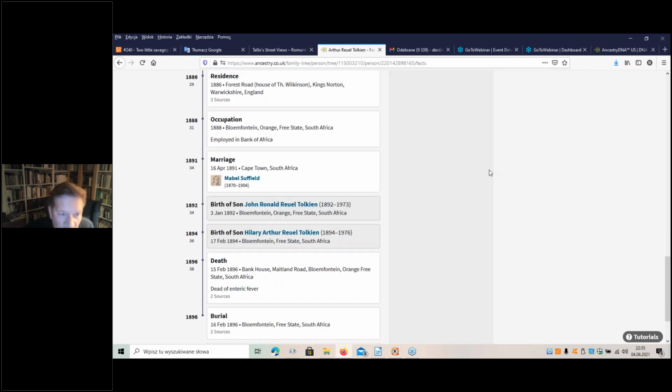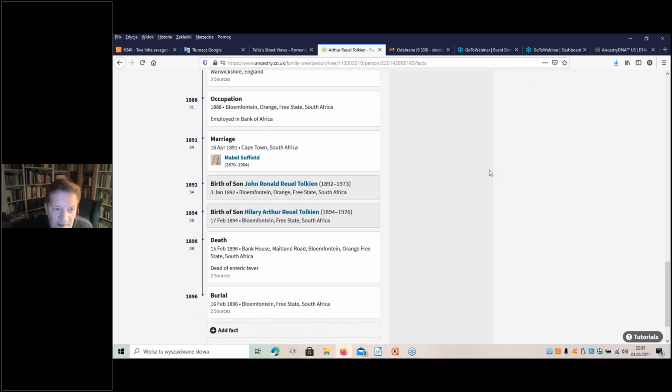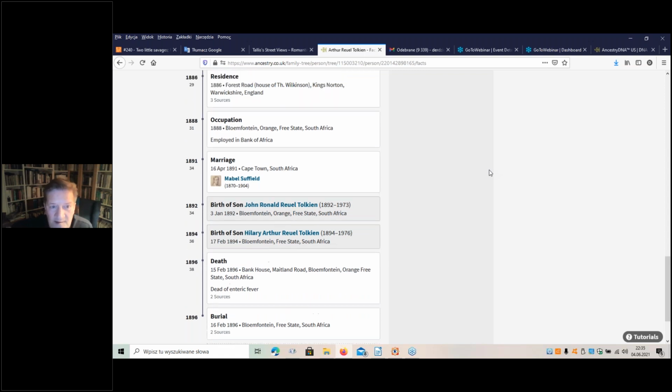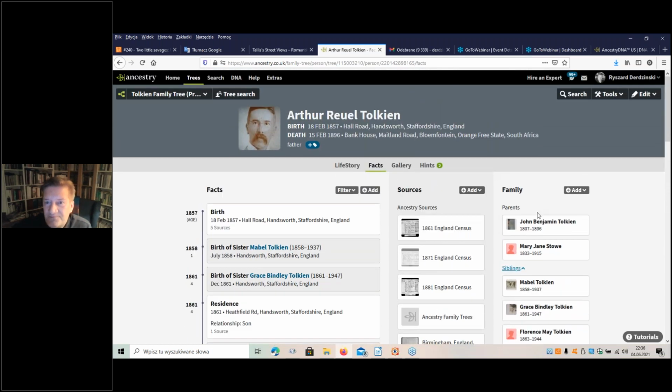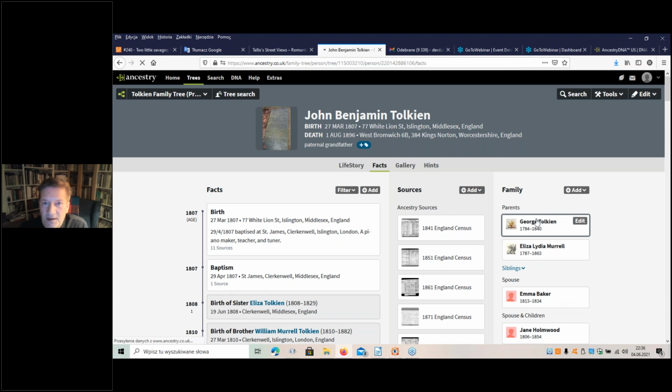And he died when he was 38 in February 1896. And he was buried in Bloemfontein. His renewed grave still exists there. And his father was John Benjamin Tolkien, who was born in London, in fact in Pentonville, a part of Islington in Middle Essex. Now it is part of Greater London, and the exact address of the family house, where 3 generations of the Tolkien family lived in London, was 77 White Lion Street in Pentonville.